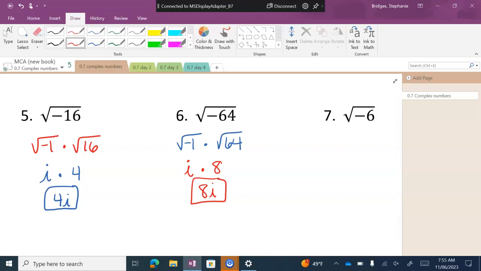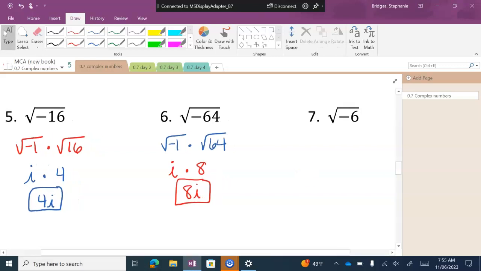All right, let's talk about 7. First of all, split it up: the square root of negative 1 times the square root of 6. What is the square root of negative 1 again? i. Is 6 a perfect square? No. Does it have a perfect square that divides into it? Think about your perfect squares. 4, 9, 16. Evenly, though? No. Okay. So 6 cannot simplify.